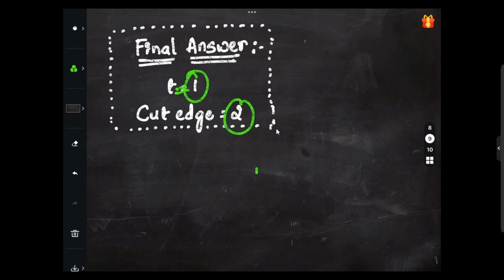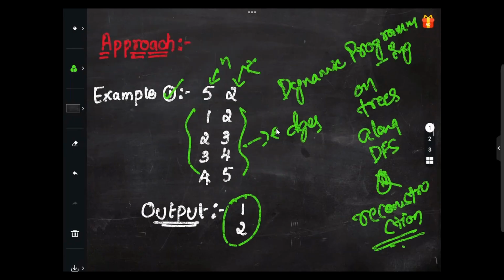So the final answer that we get here is 1 2. We'll be displaying 1 2 as the output, right? So this is the output that we got here, 1 and 2, which is equivalent to the output that they have given for example 1 within the question. Simple, right?